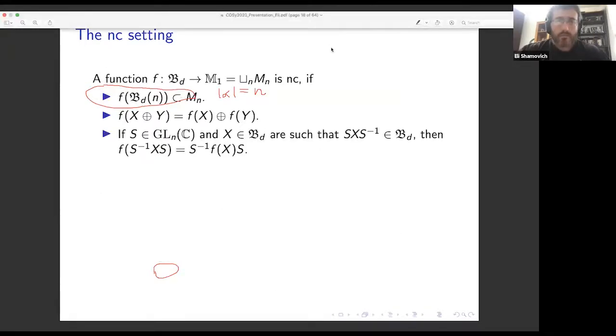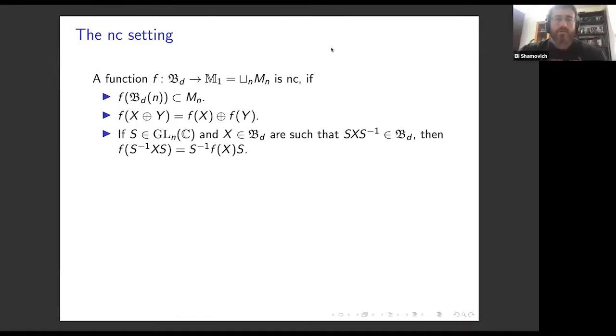So what kind of function is this f inside the Fock space? It's the so-called non-commutative function. It's a function which takes a d-tuple of, say, n by n row contractions and maps it into a matrix, but in a very funny way. The direct sum of two d-tuples of matrices is just writing them coordinate-wise on the diagonal. That's the direct sum for me.